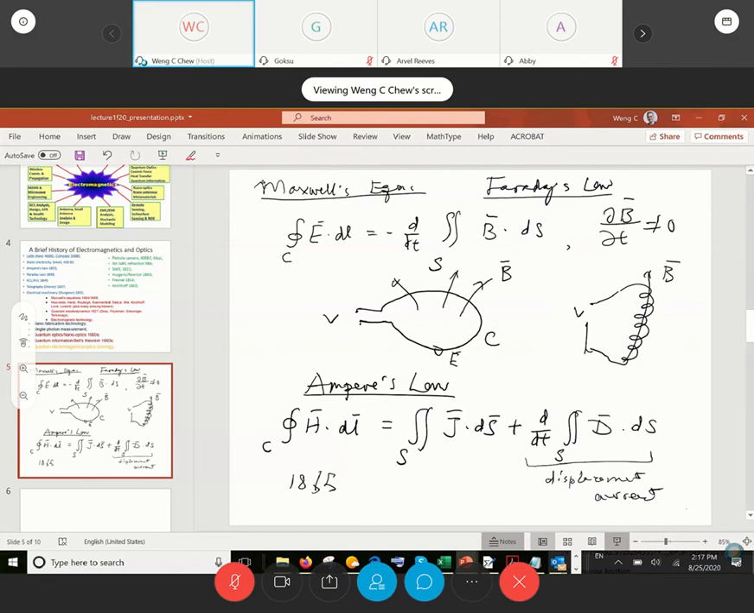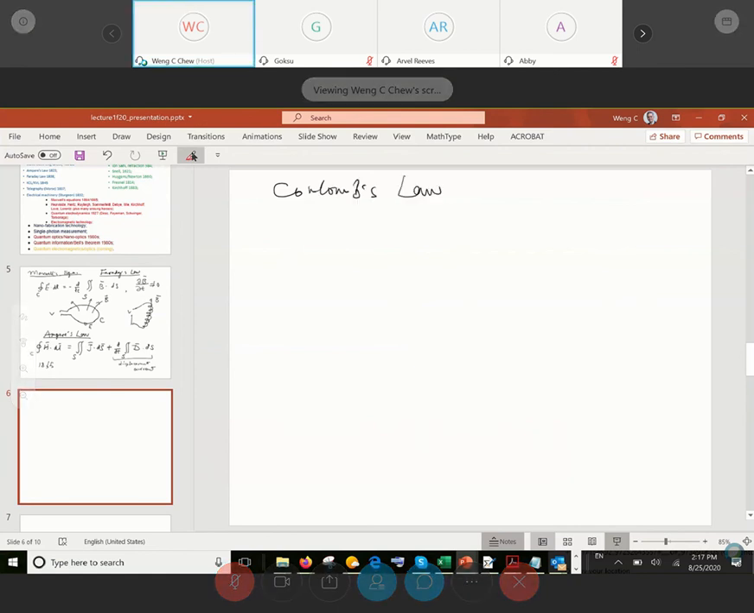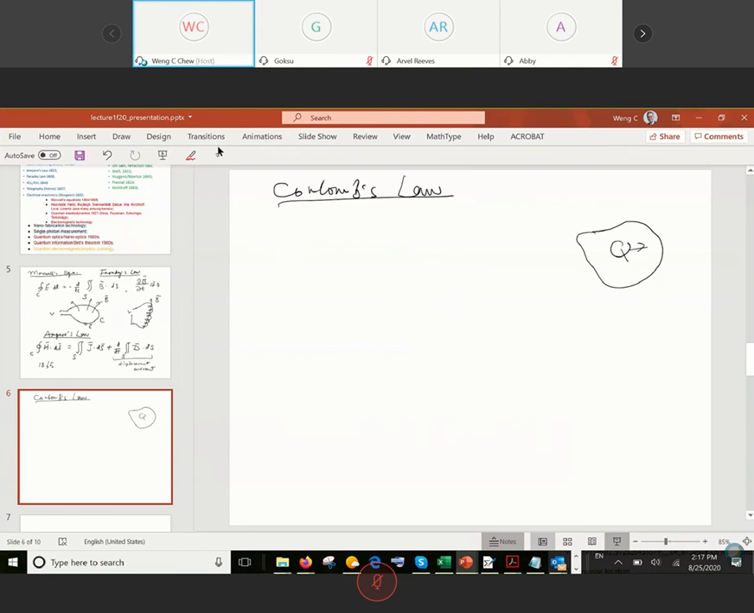What I would like to talk about next is Gauss's law for the electric field. It says that if I have some charge Q, and this Q will produce electric flux D, and you take the electric flux and integrate over a closed surface S, it should be equal to the charge Q inside. Okay, that is Gauss's law.